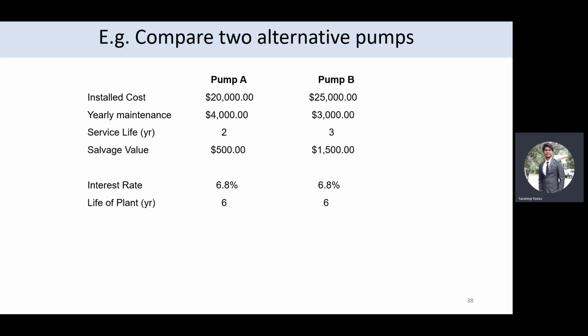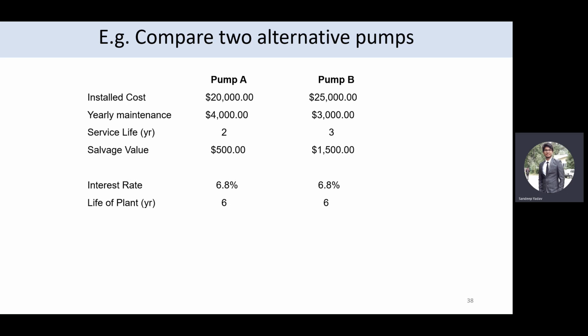Let's compare two alternative pumps. Suppose you have started a company which uses a pump. We have two options: pump A and pump B. The installation cost of pump A will be $20,000 and pump B will be $25,000. That is a fixed cost. Yearly maintenance will be 4,000 rupees for pump A and 3,000 rupees for pump B.